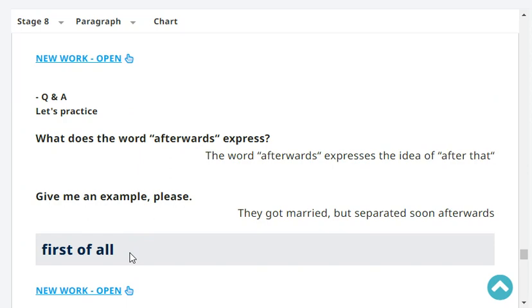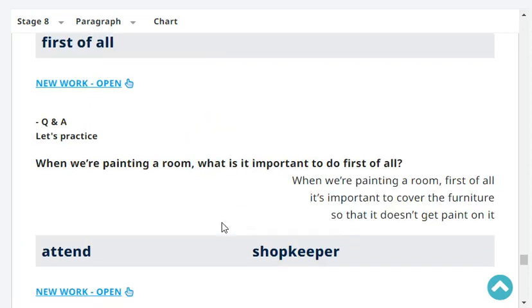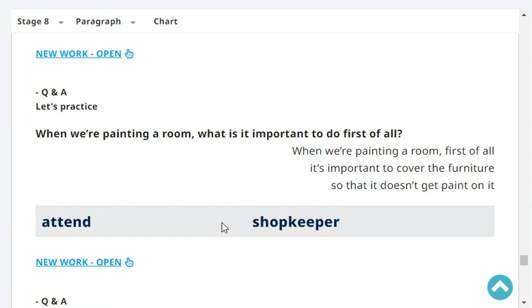Okay, next. What does the word afterwards express? The word afterwards expresses the idea of after that. Give me an example, please. They got married, but they separated soon afterwards. Very good.